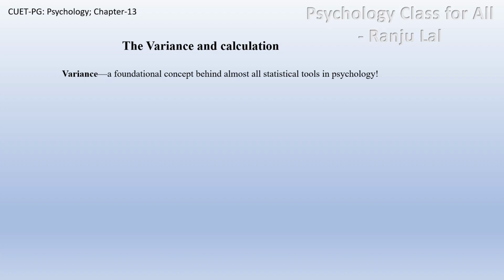In psychology, if we are studying stress levels, anxiety scores, or reaction times, variance helps us understand whether people respond similarly or very differently. For example, two therapy methods may give the same average improvement, but if one method leads to wildly different results, it has higher variance and may be less reliable.